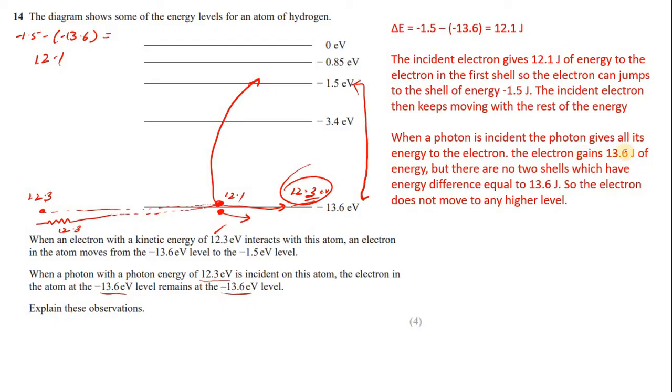This is not 13.6. Energy difference of 12.3. The electron will receive 12.3 of energy, but there are no two shells which have an energy difference of 12.3. You can use your calculator to figure it out. I'm sorry about this typo.